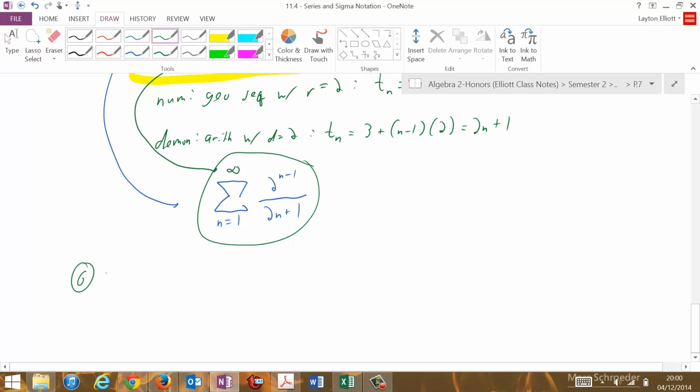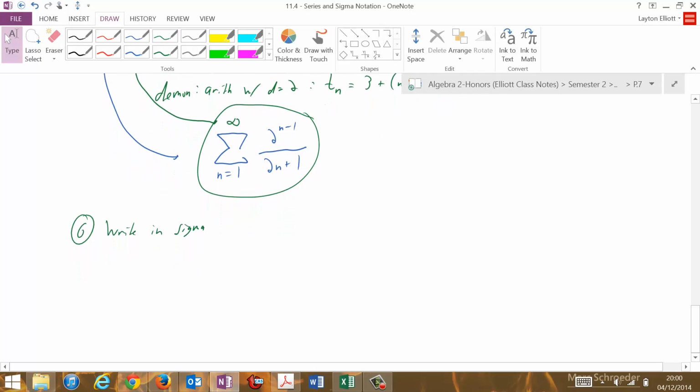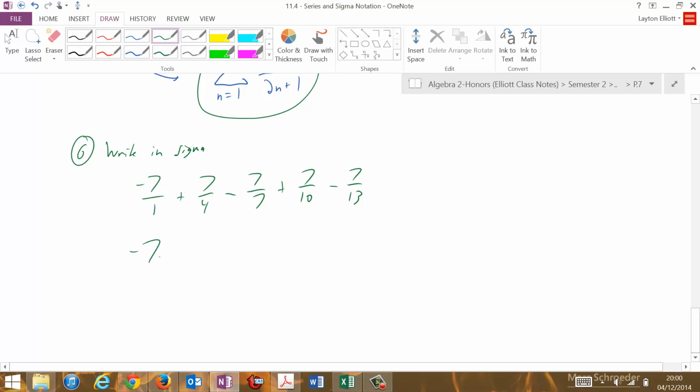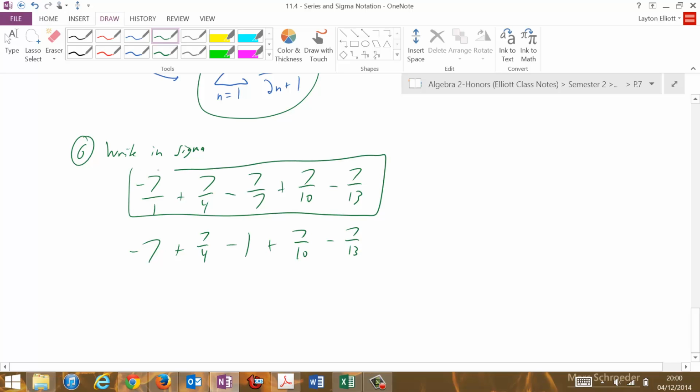Number 6. We're going to write in sigma. So negative 7 over 1 plus 7 over 4 minus 7 over 7 plus 7 over 10 minus 7 over 13. Now, if I really wanted to be sneaky, I would actually write this sequence as negative 7 plus 7 fourths minus 1 plus 7 tenths minus 7 thirteenths. But I'm not going to do that to you, because if I write it the way I just wrote it up here, you see that there are 5 terms, and you can start to see what the pattern is.